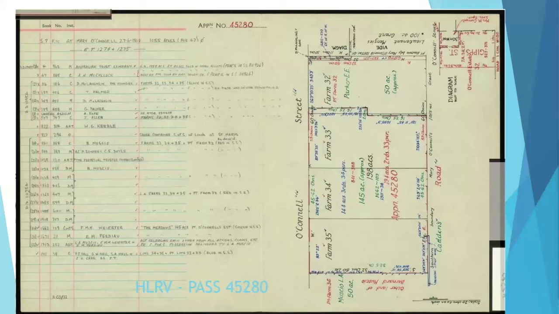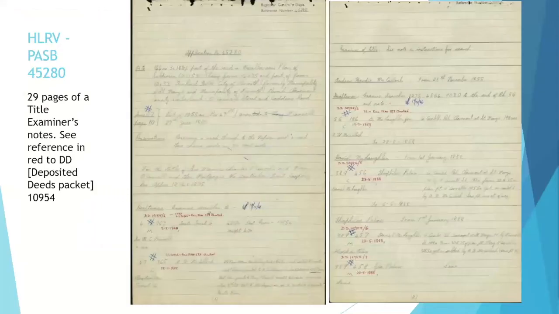So this is a really good find, and of course you didn't actually have to come out here to Kingswood to see this. You can all see this at home from the Historic Land Record Viewer on the New South Wales Land Registry website. And in addition, we get 29 pages of the title examiner's notes as he's tried to reconcile all of these boundaries and descriptions and work out what is going on.